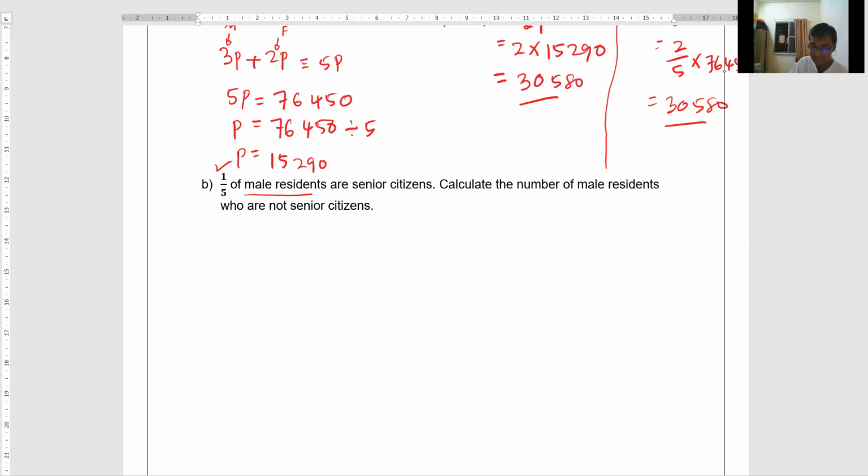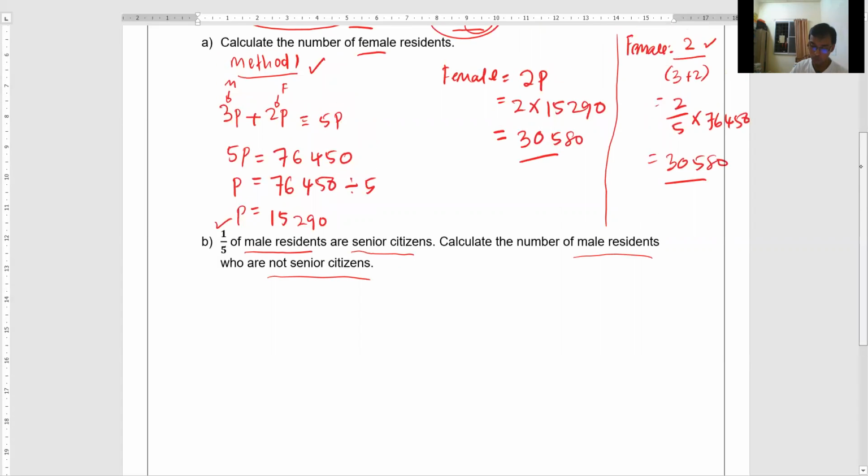Residents here are senior citizens. Calculate the number of male residents who are not senior residents. Okay, the first thing is you have to find the total number of males. So how are you going to find the males here?